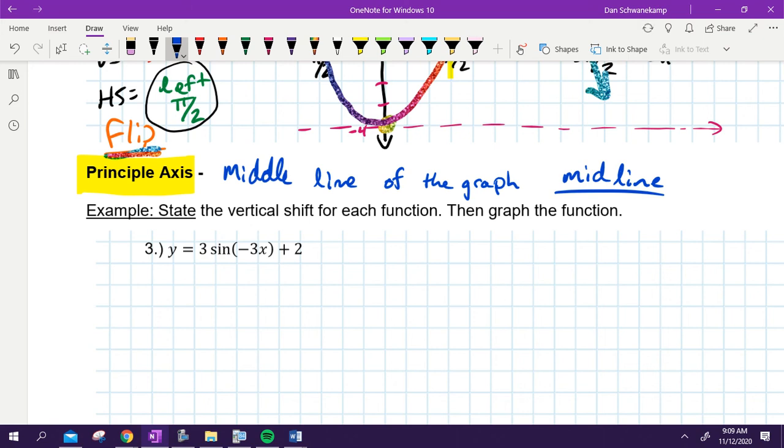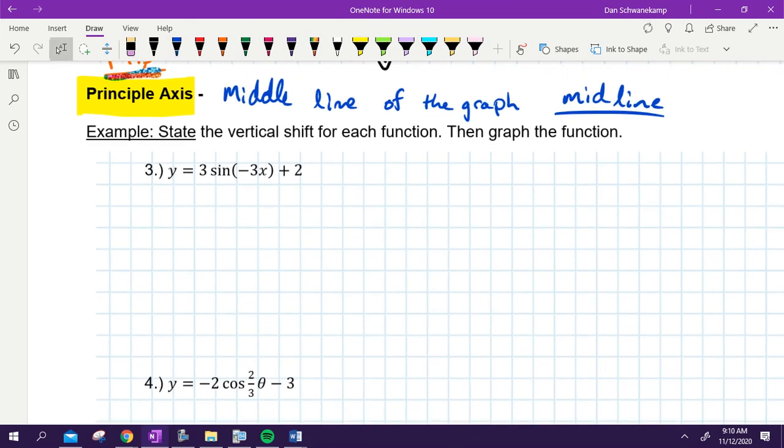Don't overthink it. We haven't had to really deal with that yet because for every graph we've done, what's my midline been? 0. It's been the x-axis. Now that's going to change a little bit. Let's see what we can do.